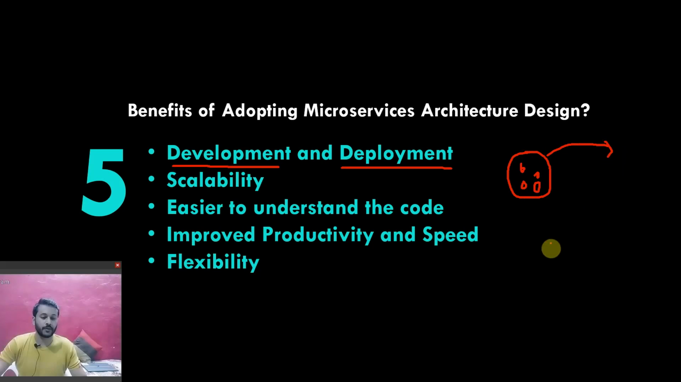And in microservice architecture, suppose you are getting an error in a particular functionality in a particular microservice or module. Just check your error, and once it is fixed, just deploy this one microservice. No need to deploy the whole application. And the second thing is scalability.